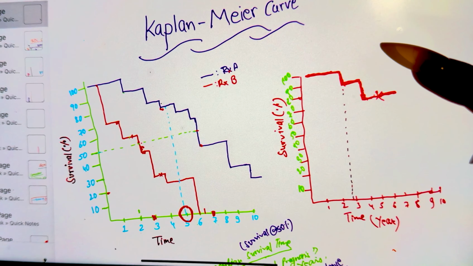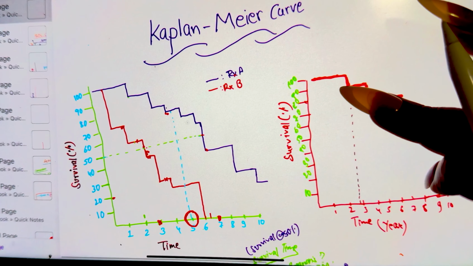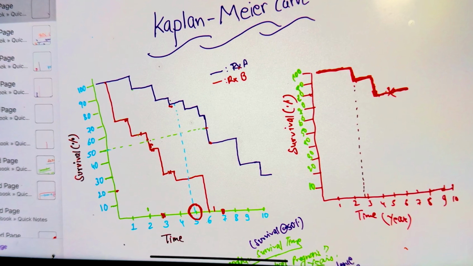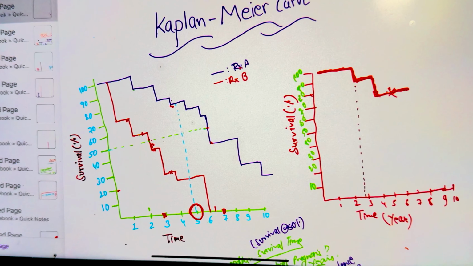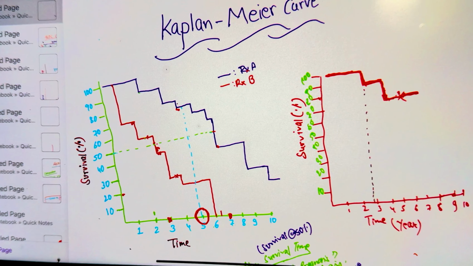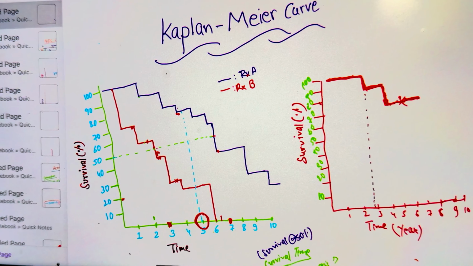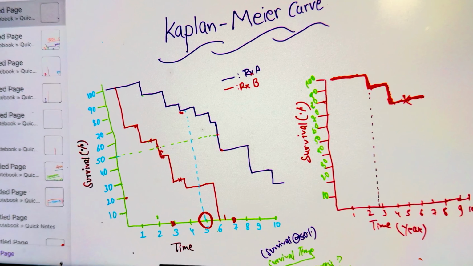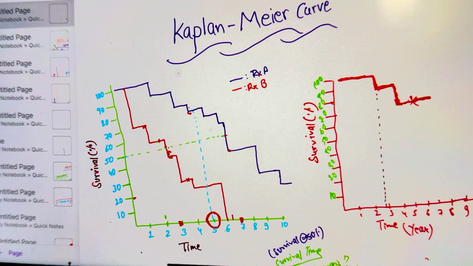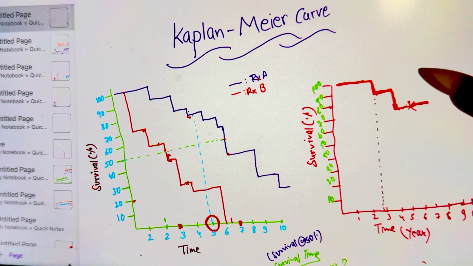Today I'll talk about a very high yield topic, and that is the topic of Kaplan Meier curve. If you are preparing for USMLE step 1, step 2, step 3, or even if you are not preparing for USMLE but you have biostats subjects, then this video is just for you because this is a very high yield topic in biostatistics.